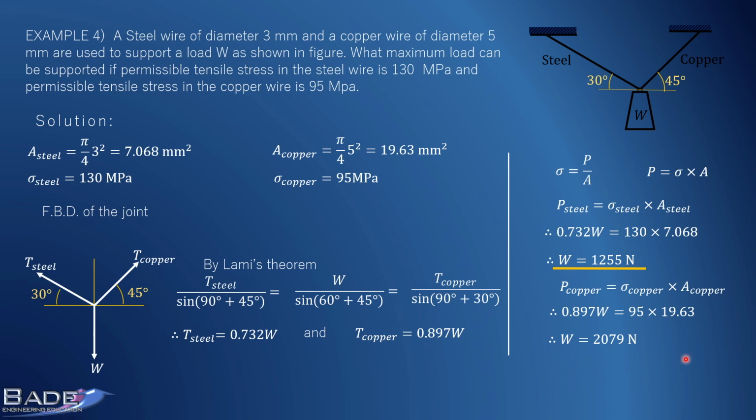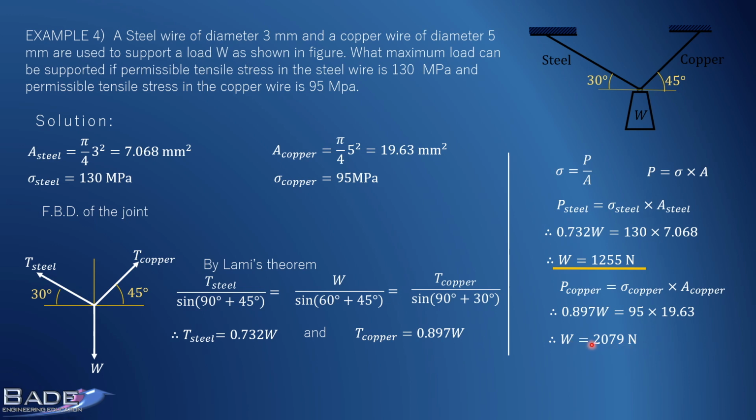Maximum load that can be suspended. Here we have found out load W as 2079 Newton. This value of load W we have found out using the condition that stress in copper must not exceed 95 megapascal. So if we hang load 2079 Newton here, stress in the copper wire will be 95 megapascal, which is of course maximum permissible load. So up to 95 it is permissible. So you can say that this is safe load for copper wire.